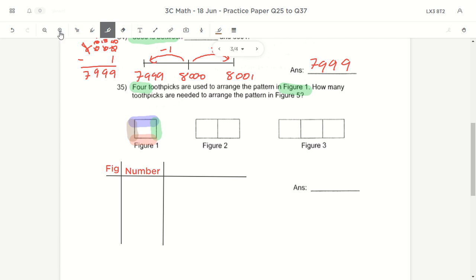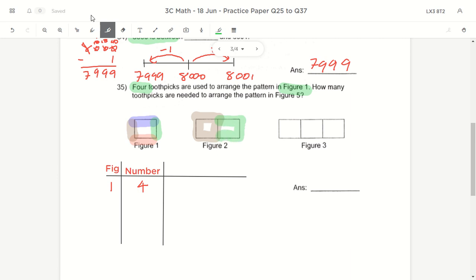So I know straight away figure 1 you need 4 toothpicks. Okay, so the number here is the number of toothpicks. Figure 1, 4 toothpicks. Okay, now we look at figure 2. So I know already there is this 4. This box came from the first figure, you realize? And then after that, to form figure 2, I just need another 1, 2, 3.